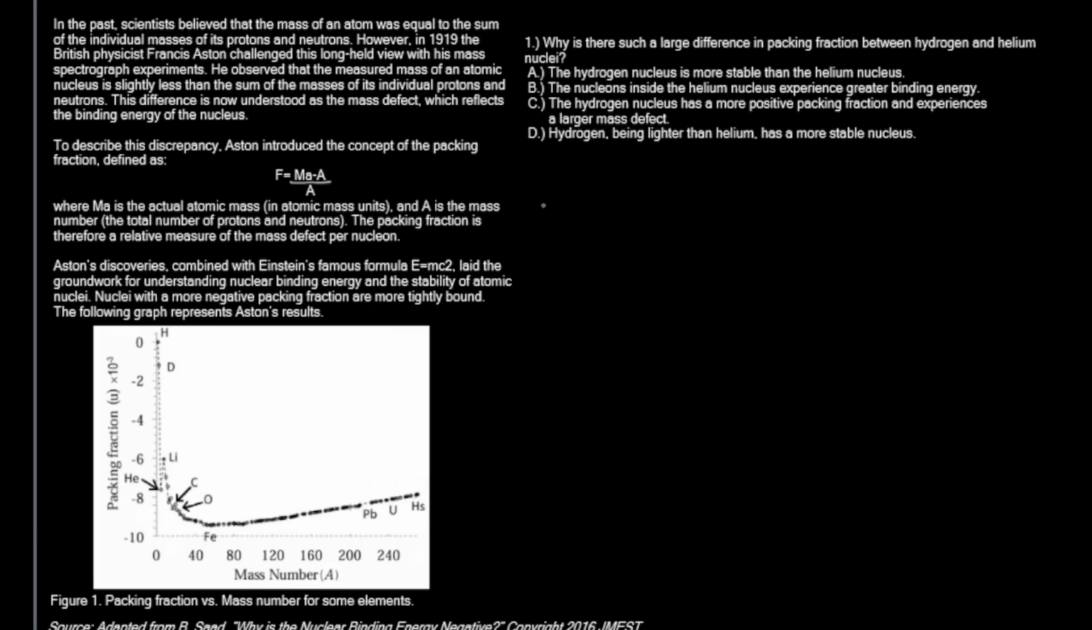Aston's discoveries, combined with Einstein's famous formula E equals mc squared, laid the groundwork for understanding nuclear binding energy and the stability of atomic nuclei. Nuclei with a more negative packing fraction are more tightly bound. The following graph represents Aston's results. Here's figure 1. Packing fraction versus mass number for some elements.